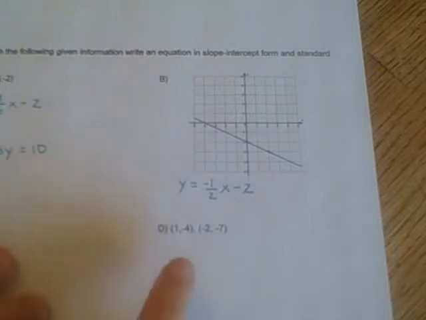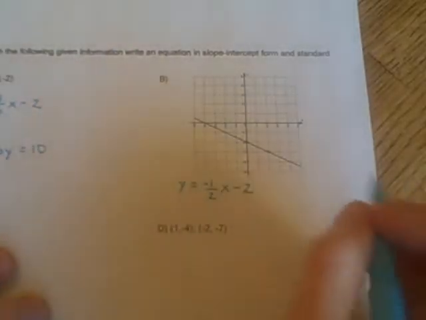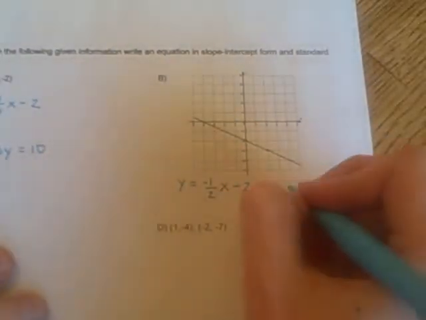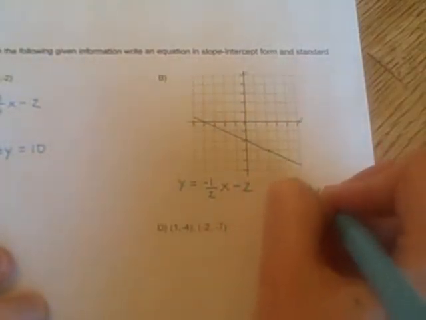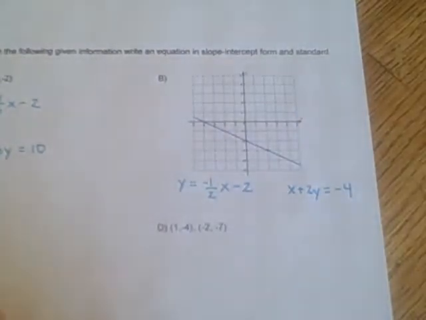Okay, to rearrange this, we need to multiply the right-hand side and the left-hand side by 2 to get rid of our fraction, and then go ahead and move the x over. And you should end up with the equation x plus 2y equals negative 4. Standard form.